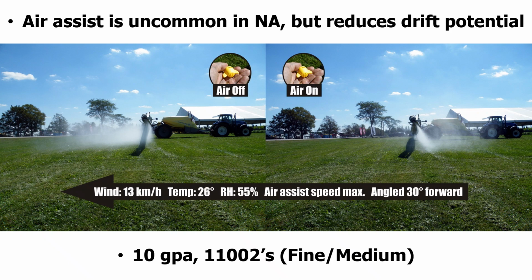Now, this sprayer has air assist. It makes a curtain of air. If the air is off, that's on the left, you can see that this parked sprayer, the spray is just blowing in the direction of the wind. But on the right, if you turn the air on and it blows that curtain of air sort of into the direction of travel, you can see the spray's moving in the other direction now.